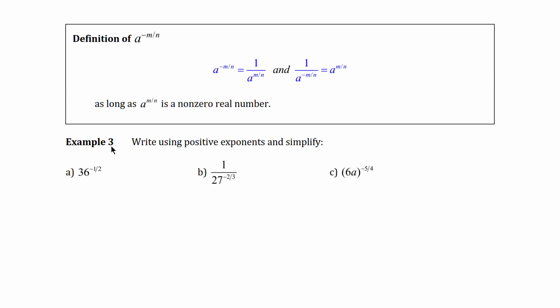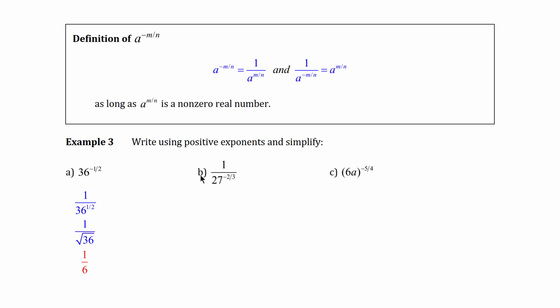For example number 3, write using positive exponents and simplify. For part A, we have 36 to the negative 1/2 power. So to rewrite this using positive exponents, we use the reciprocal and we change the negative exponent to a positive one. So this would be 1 over 36 to the 1/2 power. Next, we can simplify by converting this into a radical. 36 to the 1/2 power would be the square root of 36. So I have 1 over square root of 36. Next, we take the square root of 36, which is 6. So our final answer is 1 over 6.